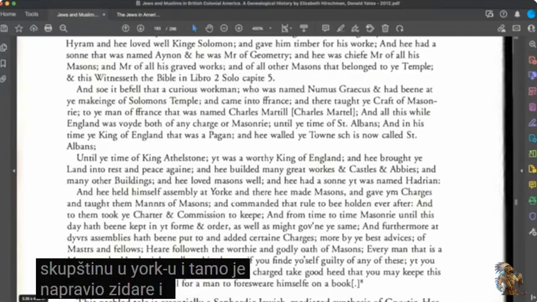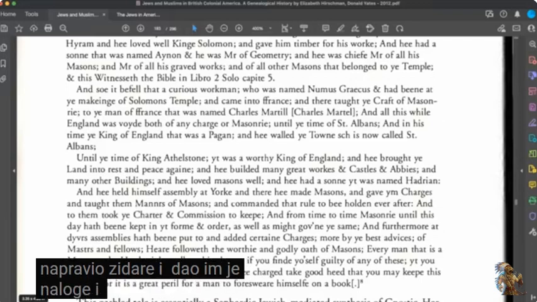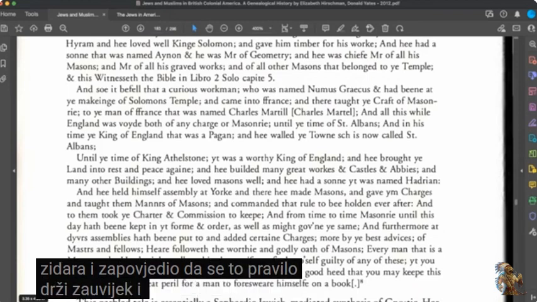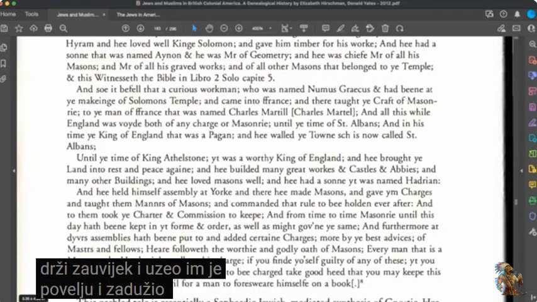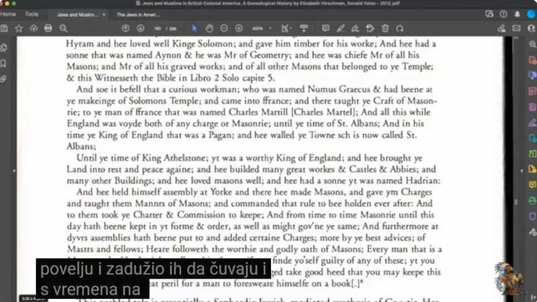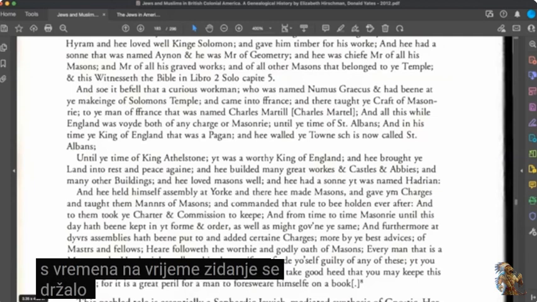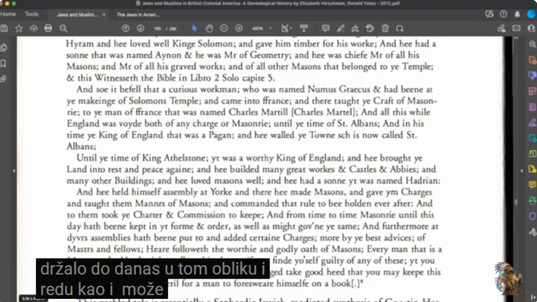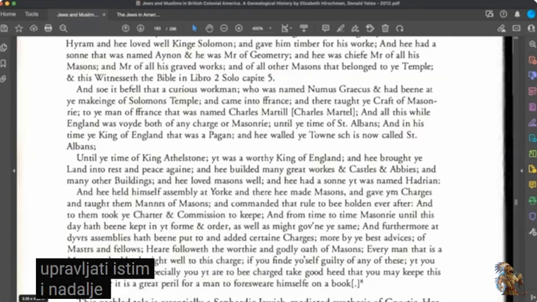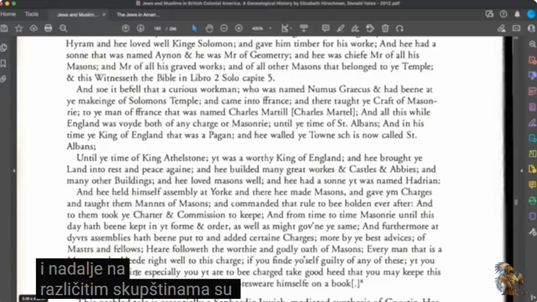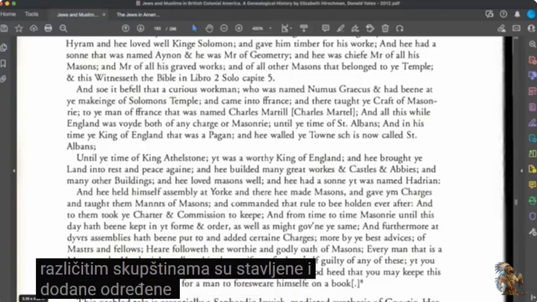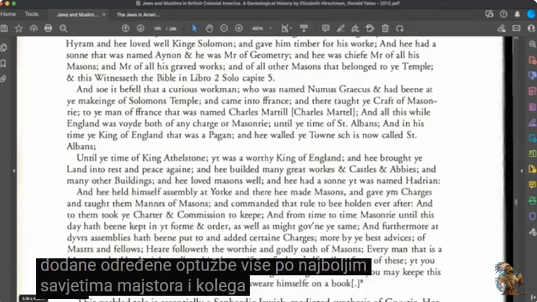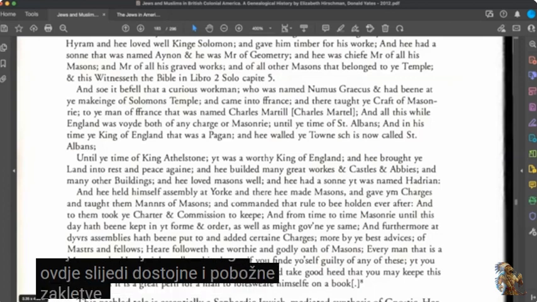And there he made masons and gave them charges and taught them the manners of masons and commanded their rule to be holden ever after. And to them he gave the charter and commission to keep. And from time to time masonry until this day has been kept in that form and order, as well as might govern the same. And furthermore, at diverse assemblies there had been put to and added certain charges, by the best advice of masters and fellows. Here followeth the worthy and godly oaths of masons.